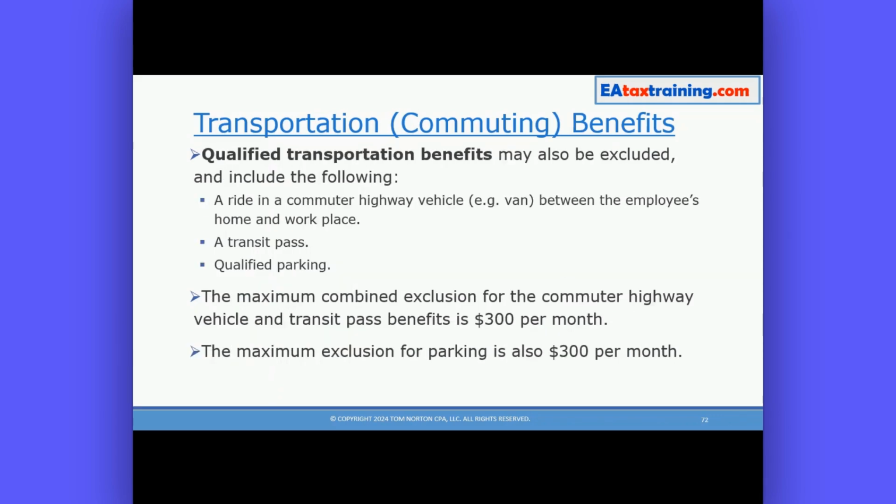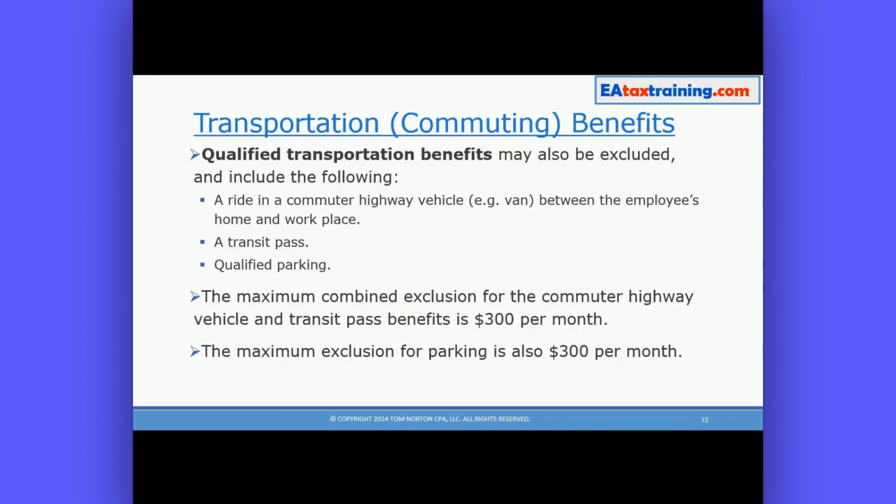Qualified transportation benefits may also be excluded, and that includes a ride in a commuter highway vehicle, such as a van, between the employee's home and workplace. So sometimes companies will provide these vans where they pick up several employees and they drive them all into the office. So you can exclude that from the employee's income. Or a transit pass and qualified parking.